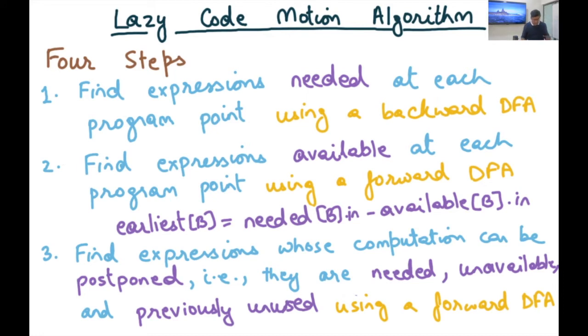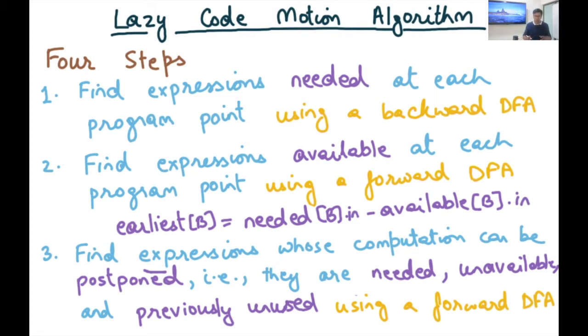And finally, once I do this, I find expressions whose computation can be postponed. So this is just saying that it's needed, it's not available, let's compute it. But recall that lazy code motion has a third requirement, which is to compute the expressions as late as possible, as lazily as possible. To do that, we're going to find expressions whose computation can be postponed. That is, they are needed, unavailable, and previously unused. So if it is needed and unavailable, and so on, we're going to keep trying to postpone it until we see its first use. After which it cannot be postponed, because a computation of an expression cannot be postponed after its use. It can only be postponed till it has been used.